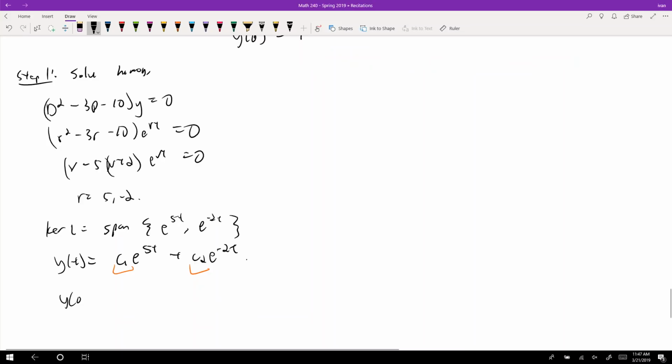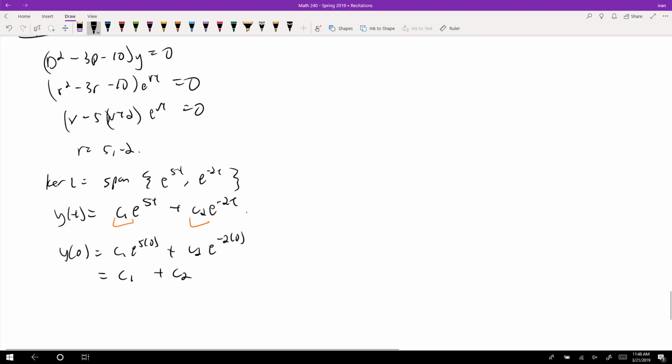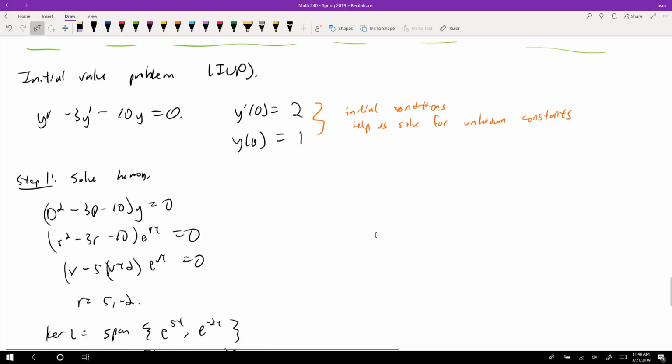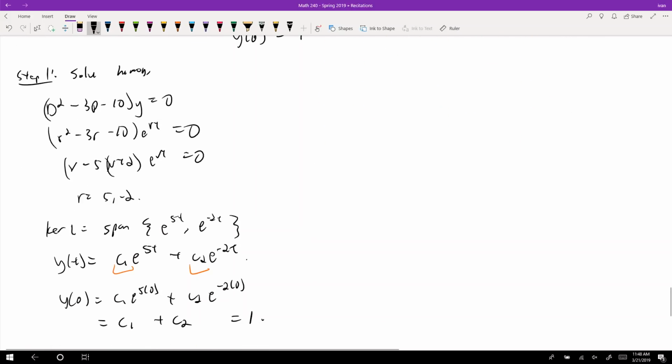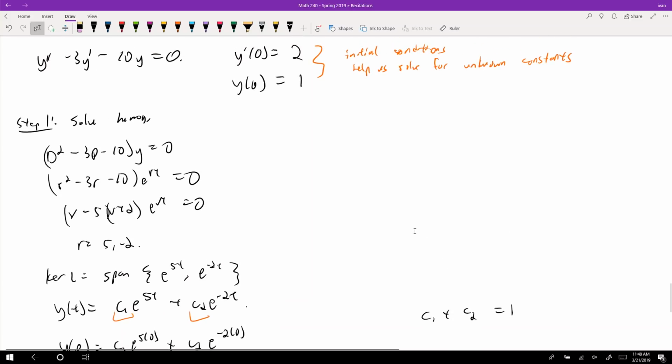So y of 0 is equal to c1 times e to the 5 times 0 plus c2 e to the negative 2 times 0. Well, that's equal to c1 times 1, because this is e to the 0, plus c2 times 1. And what is this? Well, we know that y of 0 is equal to 1, and so now we know that c1 plus c2 is equal to 1 for my initial conditions. All right, so now we have to do the same thing. We know y prime at 0.